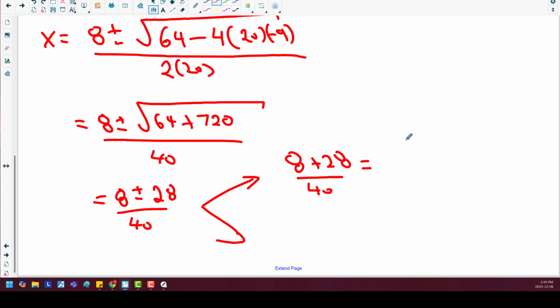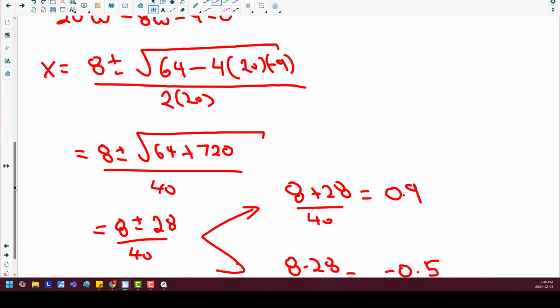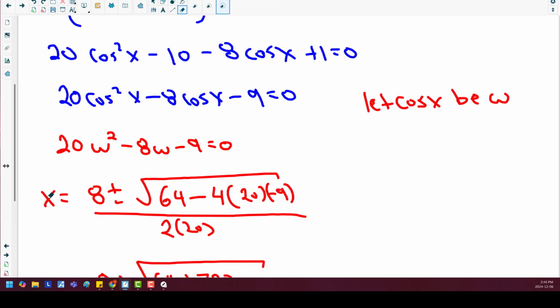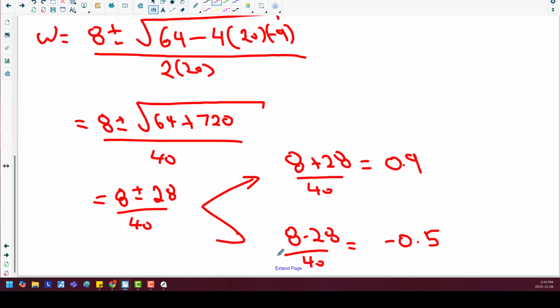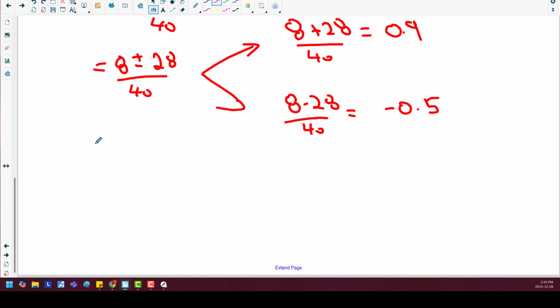40, which is 0.9. Easy enough. And then the other one is going to be 8 minus 28 over 40. And that's just going to be negative 20, and that's negative 0.5. All right, so we solved it. We solved for x, or I guess, sorry, not x, because the variable that we used is w. So we solved for w. So w is equal to 0.9 or negative 0.5.